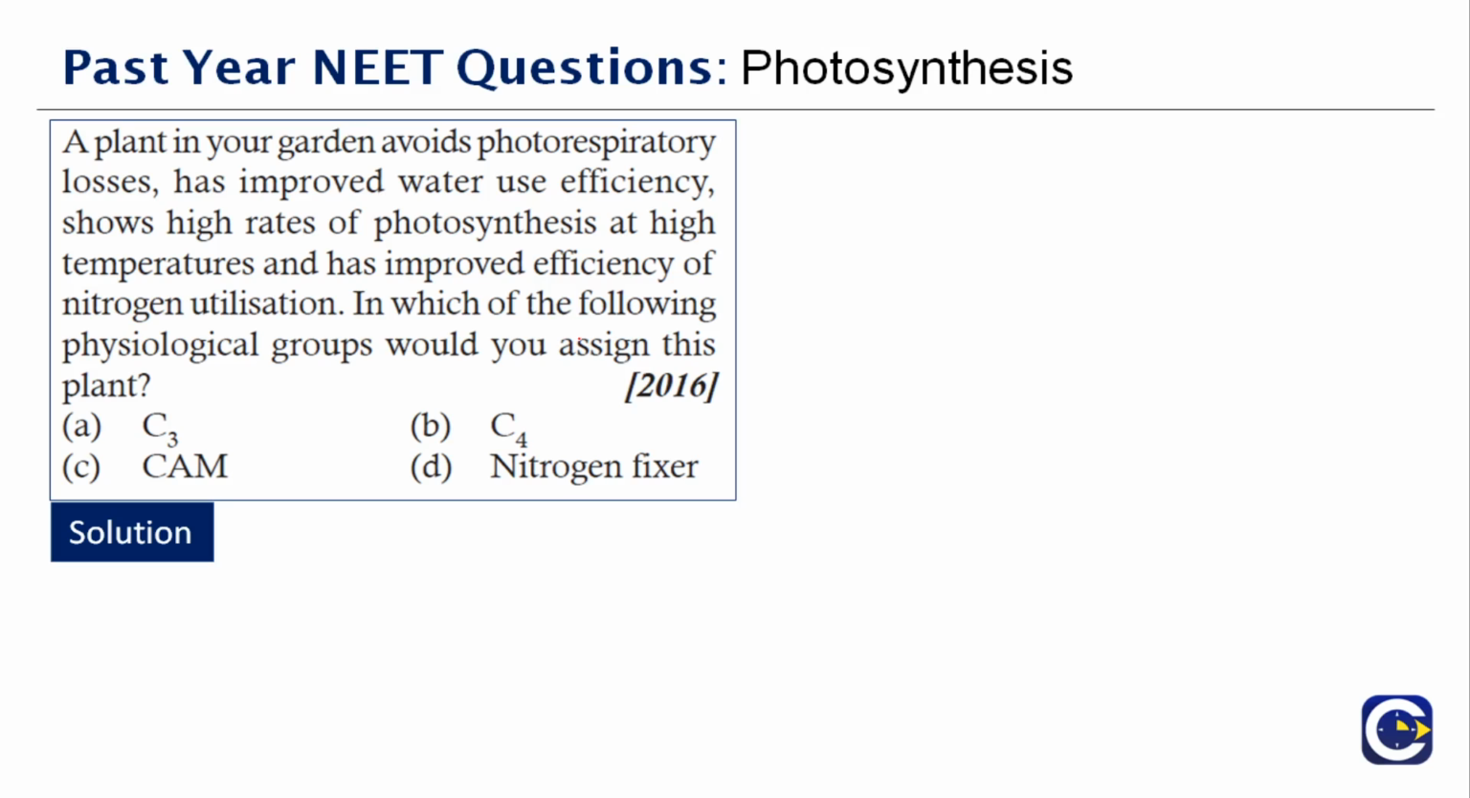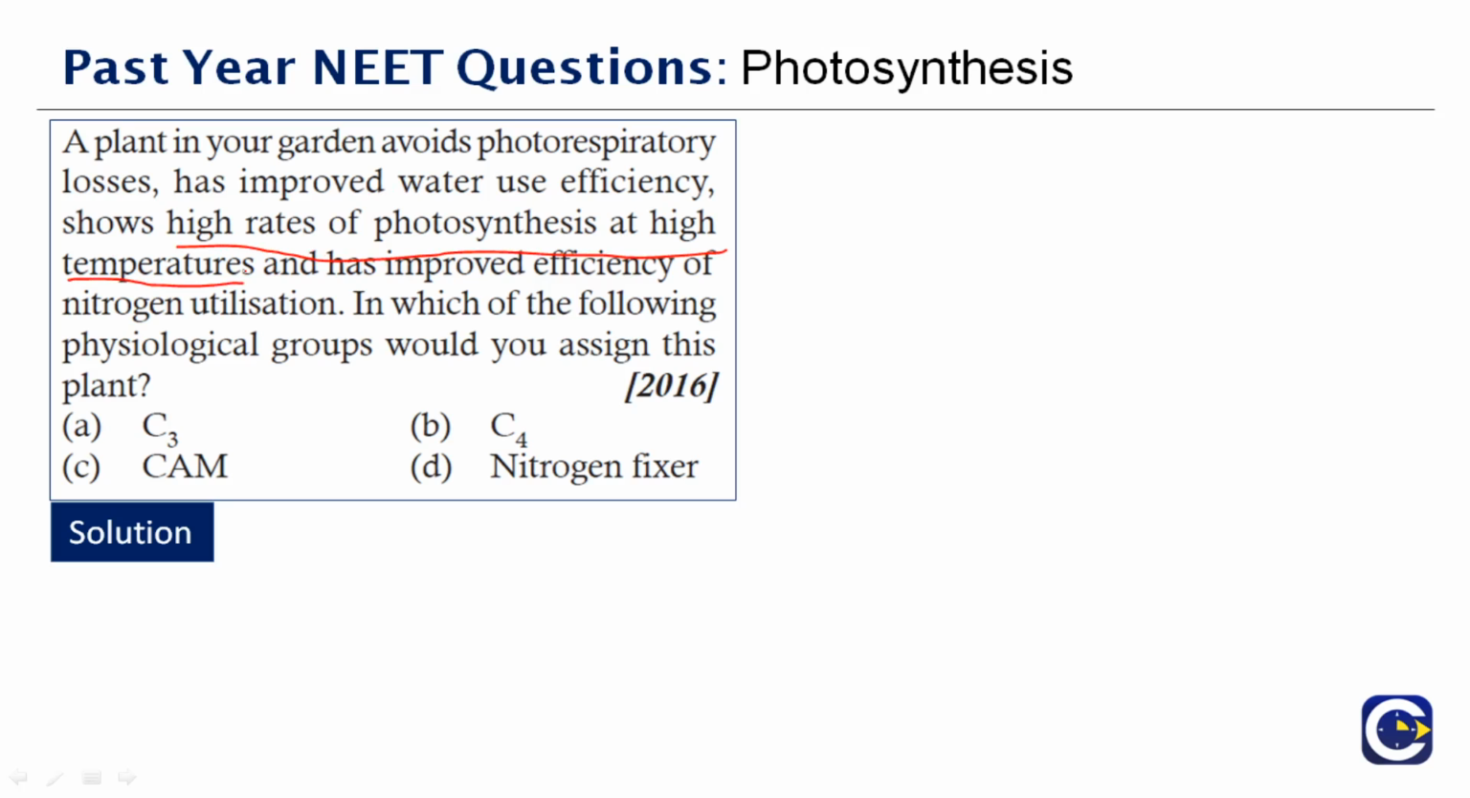See, a plant in your garden avoids photorespiratory losses. So what happens? The water use is seen to be in an efficient way. Okay, and it also shows high rates of photosynthesis at high temperatures. So this is your keyword here. Which is your keyword here? High rates of photosynthesis at high temperatures.